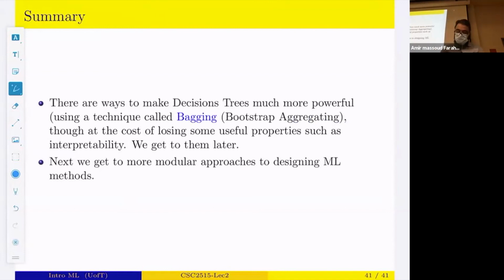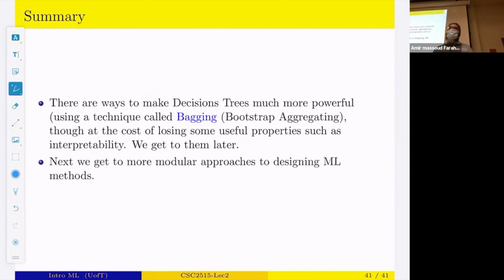Okay, so as a summary, there are ways to make decision trees more powerful using a technique called bagging, bootstrap aggregation, which I'm going to talk about in a few lectures. But if we do it, some of the good properties of decision trees would be lost, including the interpretability of it. And you see why.